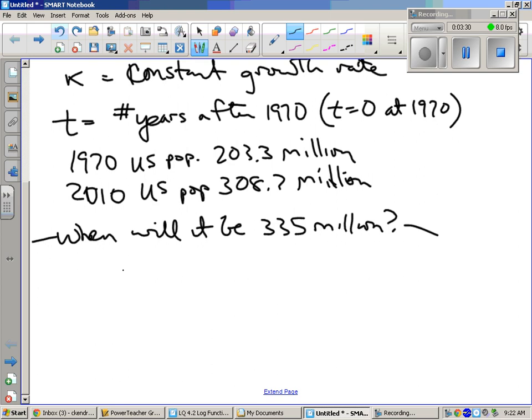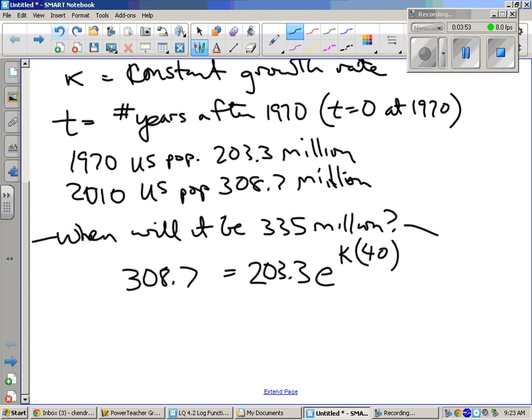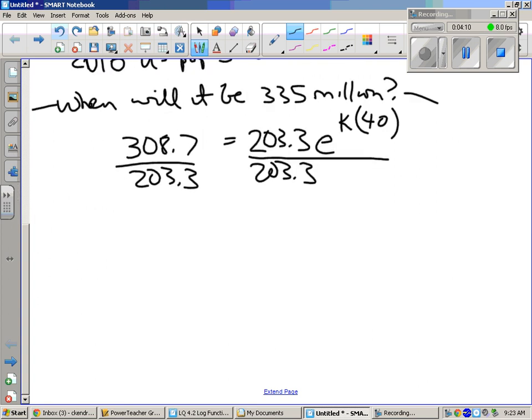So the final amount is 308.7 million. It was 203.3 million at the beginning, and we have an e, and we have a k, and then our t. Well, how many years is it from 1970 to 2010? Looks like it's 40 years. So we put that in for our t. Now, the way to solve this, because we have an e, is we are going to be using the natural log. But I first have to isolate the e part. So I'm going to divide both sides by 203.3.